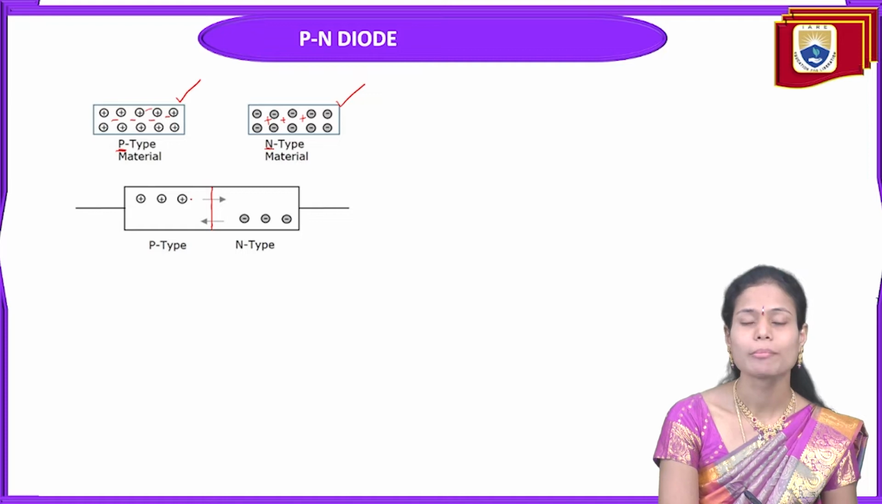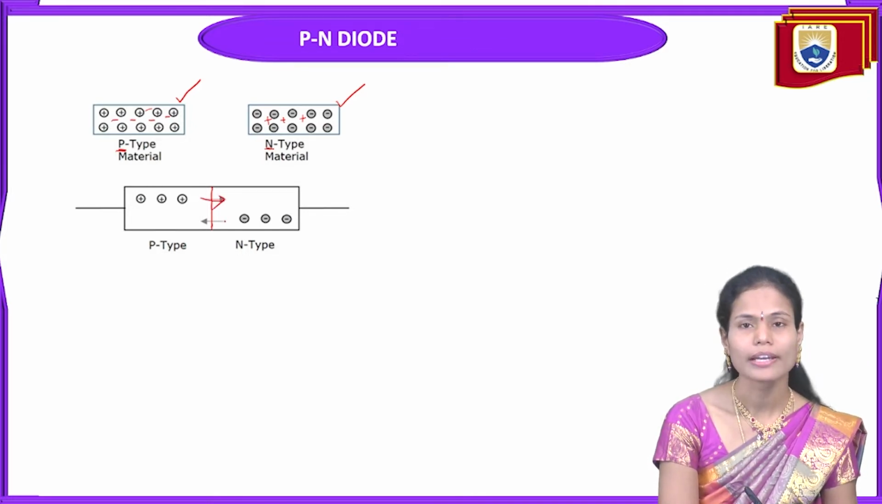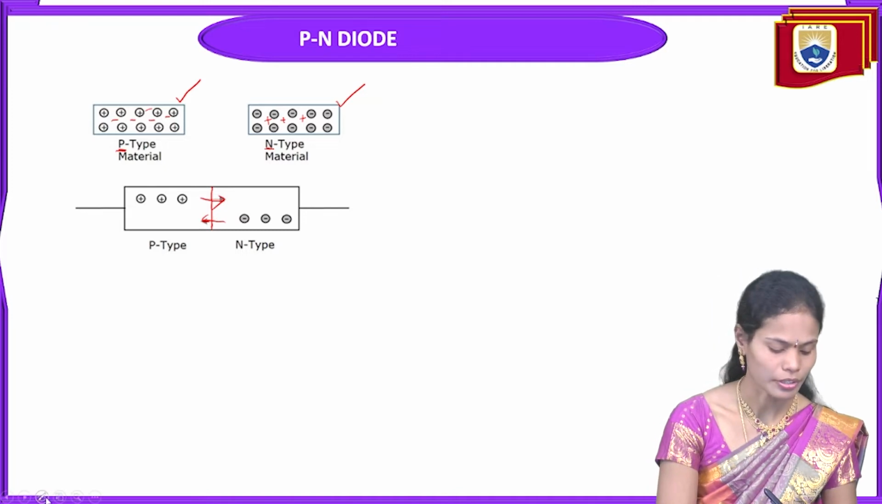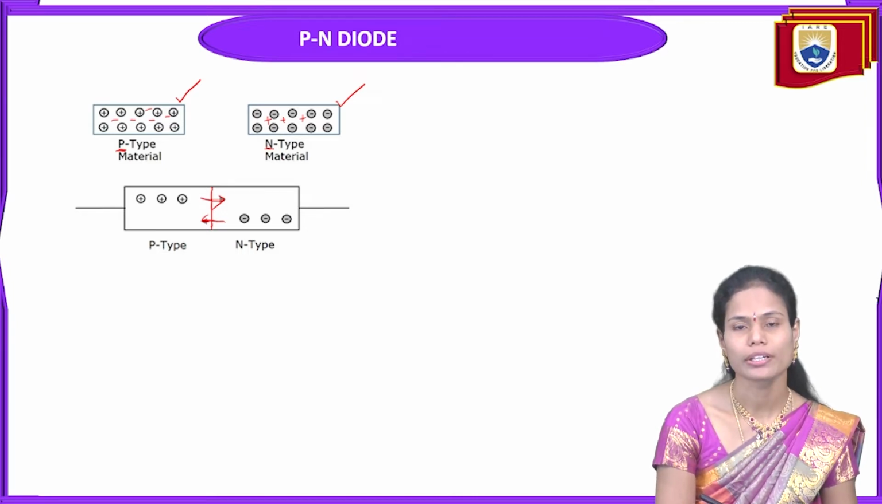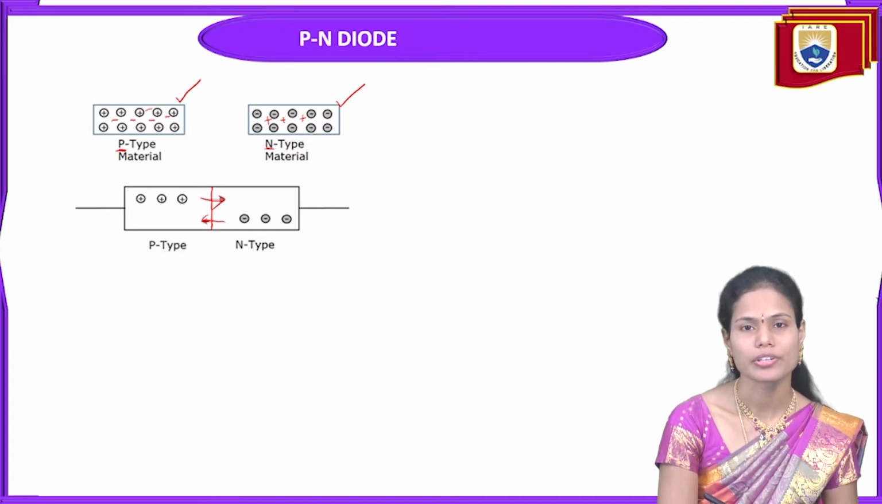When we join the two pieces of semiconductor material, the holes, the majority carriers in the P type, try to move or diffuse towards the N type material, and similarly the electrons in the N type try to diffuse towards the P type material. Because of this movement of charge carriers across the junction, we get the depletion region with many immobile ions.